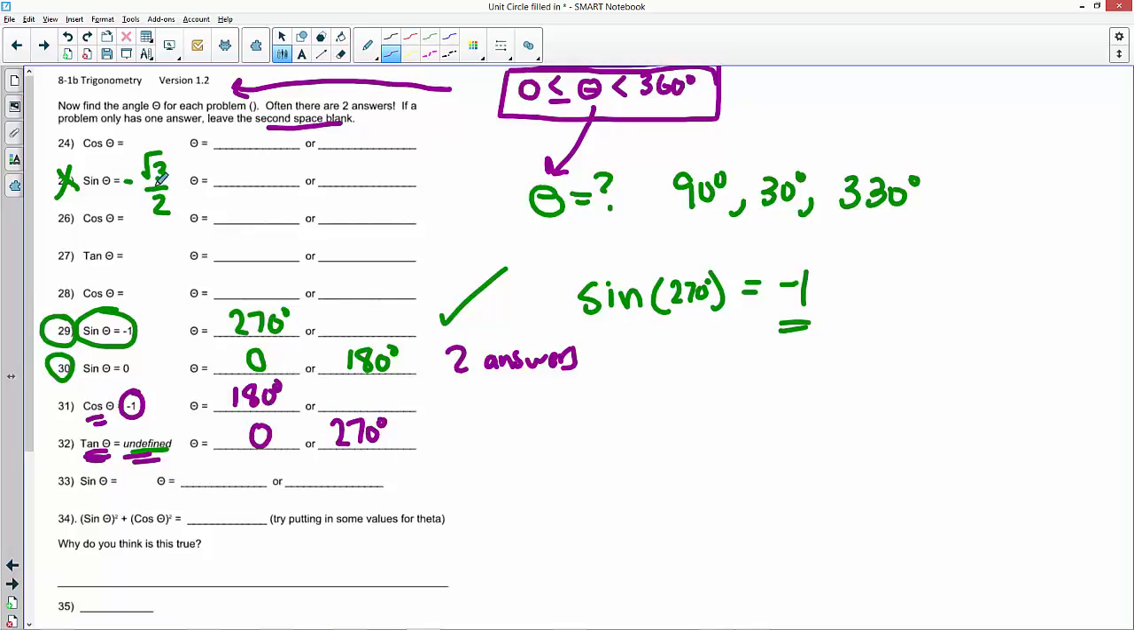Okay, let's try this one, and then we'll kind of finish these type of problems. So where is the sine of theta equal to negative radical 3 over 2? So pause the video. Go look up the y values that have negative radical 3 over 2. Put your answer in here, and we'll check it.